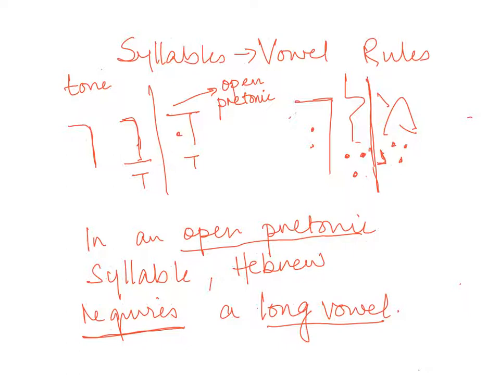So what we call an open pretonic is also an open unaccented. In an open pretonic syllable, Hebrew requires you to have a long vowel, and that's exactly what this is. Kametz is a long vowel, and this is one way to figure out that this is a kametz and not a kametz khatuf, because kametz khatuf is a short vowel. Hebrew will not allow it to be in an open pretonic position. This will always be a long vowel, kametz. Take a minute to understand this, please.